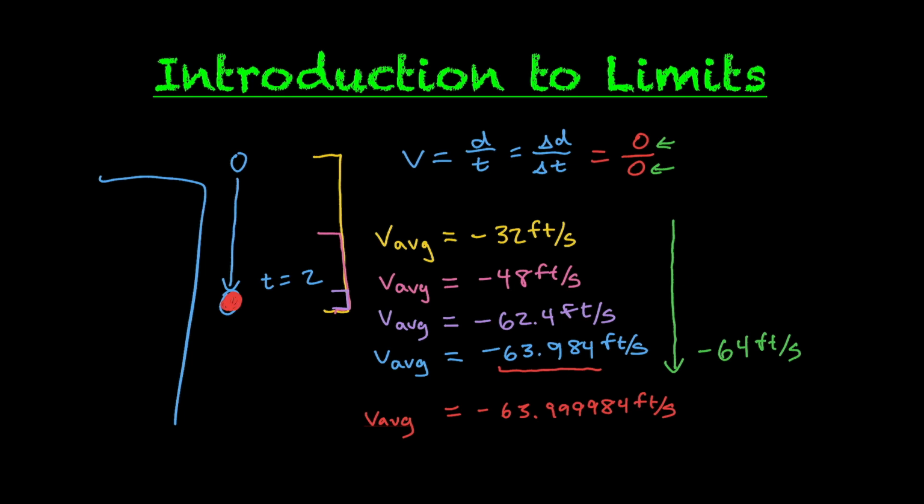Well, I simply just take a smaller and smaller time frame, and that's the idea of the limit there, is that I can make it as close to negative 64 as you need it to be simply by making that time frame smaller and smaller and smaller.